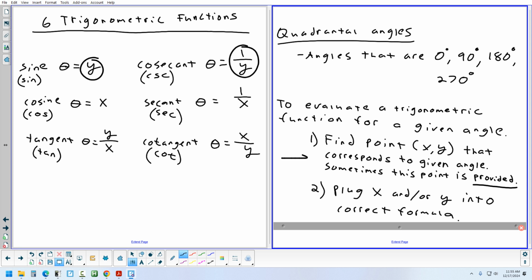Okay, so use the coordinate that they give you. And then we're going to plug that coordinate into these formulas. On the test, I would ask you specifically for one of the 6. When we do the practice problem next, we're going to do all 6.